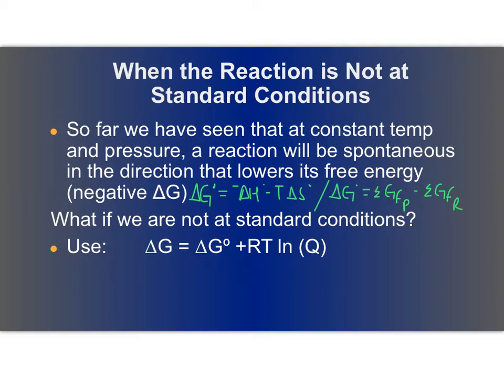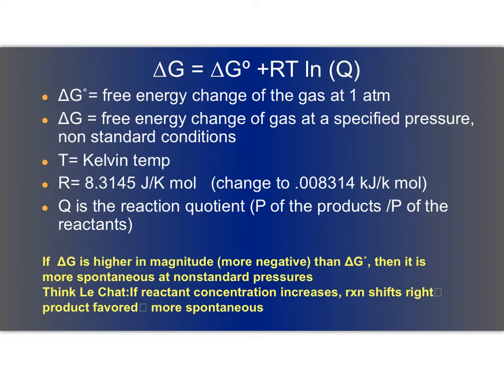As mentioned in the previous slide, we have been studying Gibbs free energy at standard conditions and when the temperature and pressure are remaining constant. We have determined that when delta G is negative, that means that it is lowering its free energy, and that justifies that the reaction will be spontaneous in the forward direction. But the question is, what if we are not at standard conditions? We will use the equation at the bottom to determine if the reaction will be more spontaneous or less spontaneous at non-standard conditions. So let's take a deeper dive into this equation.